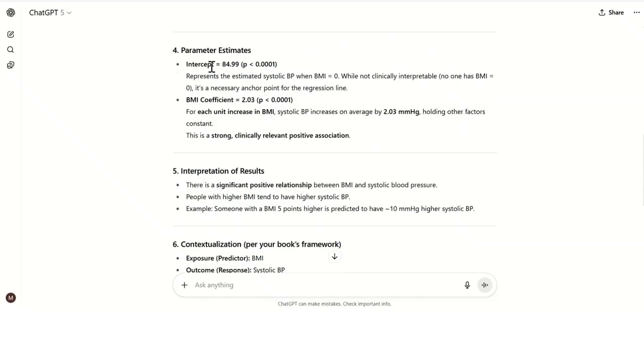Moving on. Intercept is 84.99, p-value is 0.00. So this is our beta naught. It represents the estimated systolic blood pressure when BMI is equal to 0. While not clinically interpretable, as no one has a BMI equal to 0, it is a necessary anchor point, or the starting point, for the regression line.